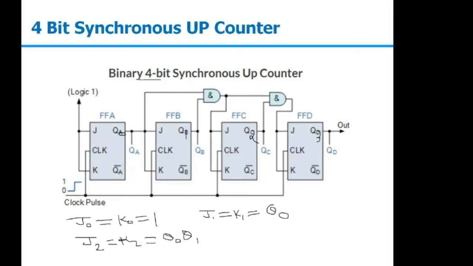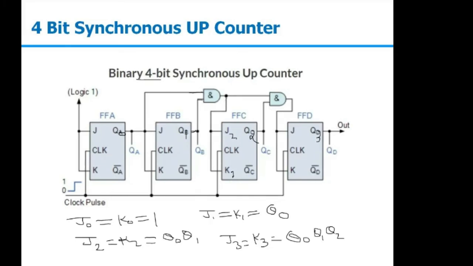Right? So here you can say this is J2 K2 and that is equal to Q naught Q1. So this is my Q1 and this input is my Q naught. And then at the end, J3 will be equal to K3 will be equal to Q naught Q1 Q2.